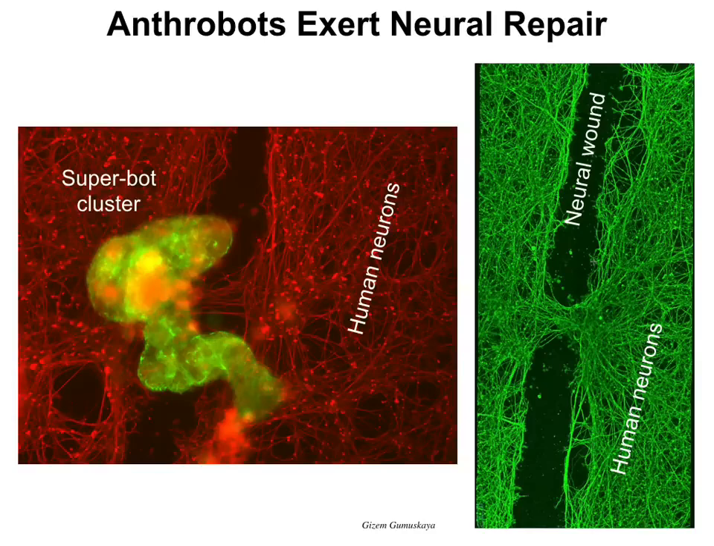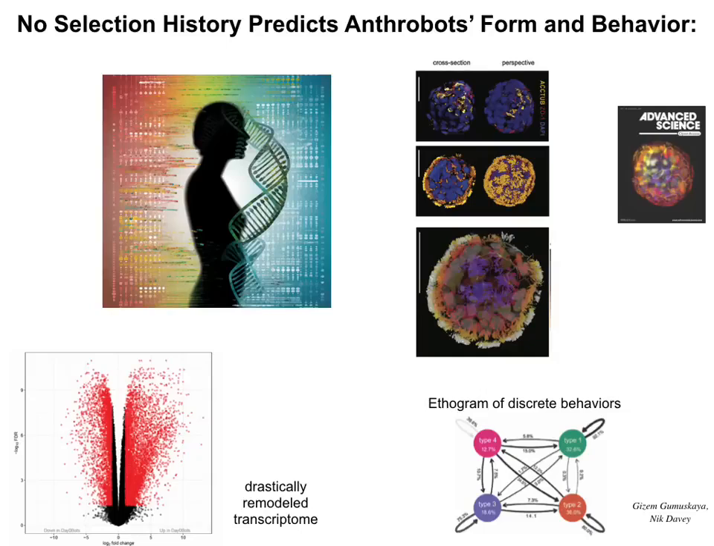neural tissues. Now, these guys also have a radically remodeled transcriptome, over 9,000 new or different gene expressions that they would not be having inside the body. Okay, lots of fascinating different genes that they turn on, and so they have a drastically remodeled transcriptome. They actually have 4 distinct behaviors, and you can draw an ethogram of how they switch between these behaviors. And this is the close-up of what the anthrobots look like.